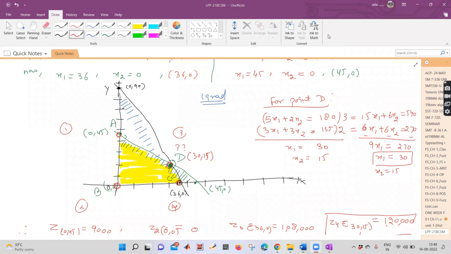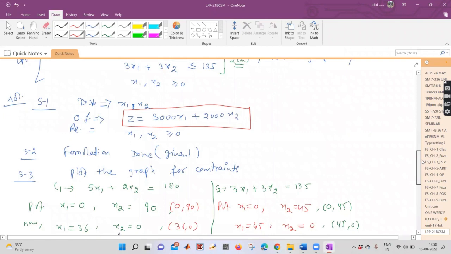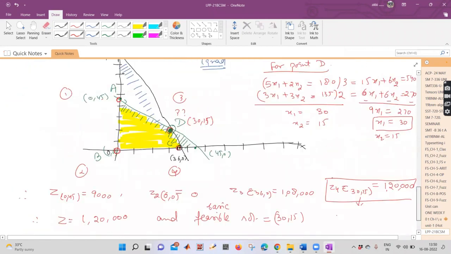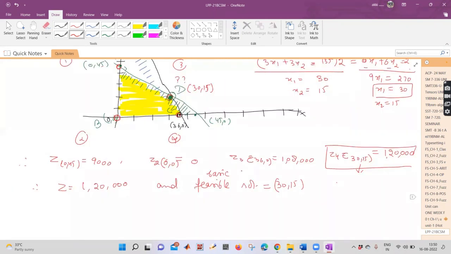Got it now? Who is saying Z3? It's not Z3. Our objective function is 3000 and 2000, and our point is this. Z4. Fine. Everyone clear? Anyone is having any doubt?